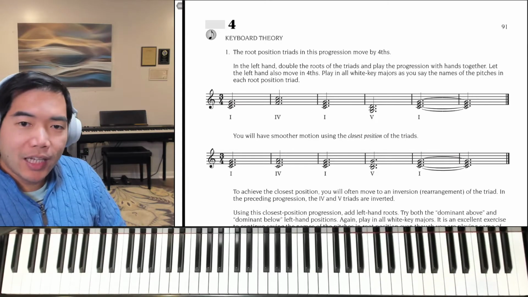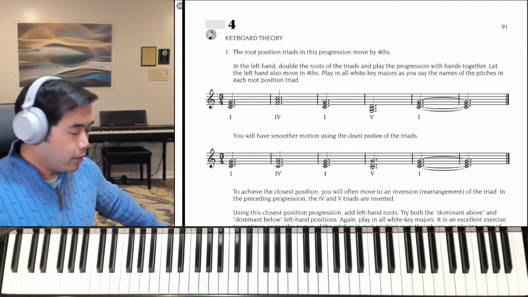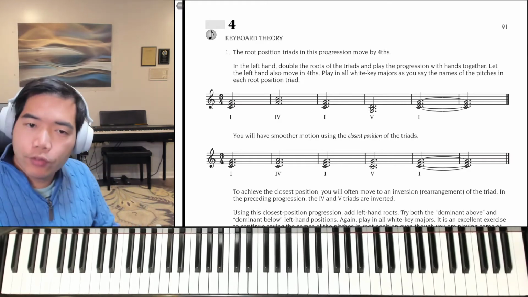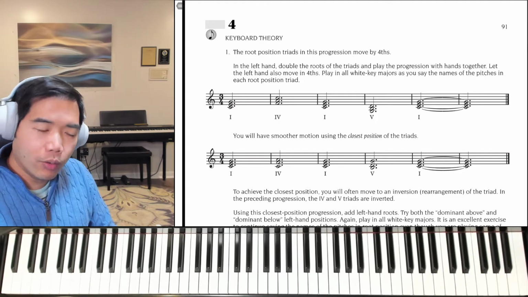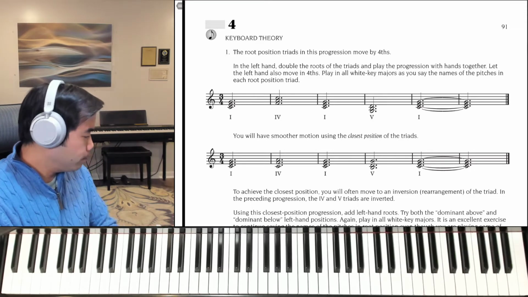So let's take a look at page 91 of the textbook now. On this page, the author explains the reasons why we use inversions. And this is something that you may already be familiar with. But let's go over this anyhow.